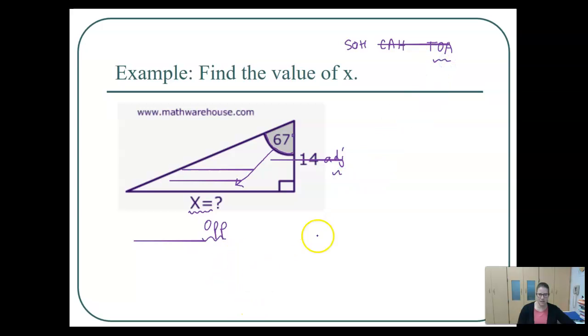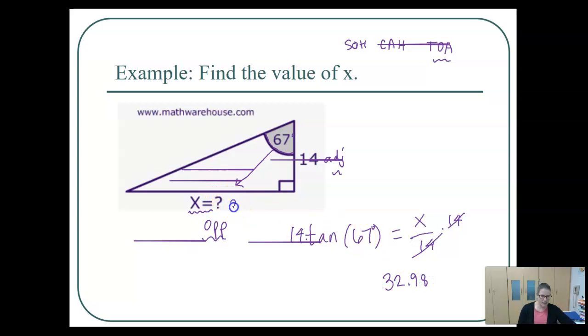So which one uses opposite and adjacent? That would be tangent. So tangent of the angle, and the angle is 67 degrees, is equal to the opposite side, which is x, over the adjacent side, which is 14. So again, I need to get x by itself, so I'll multiply both sides by 14. Remember, it gets multiplied on the outside of the function. So 14 times tangent, I'm just putting this in my calculator, 67 is equal to 32.98.